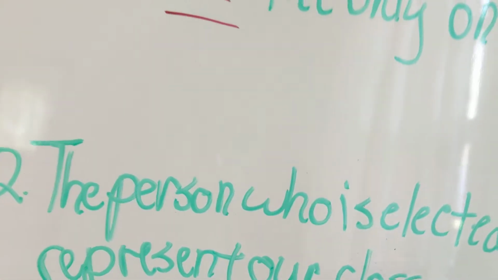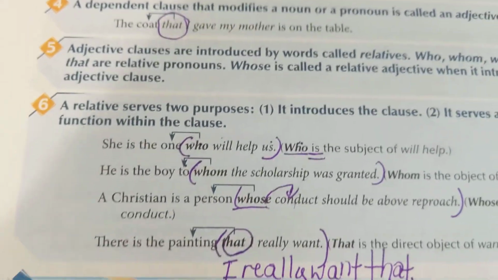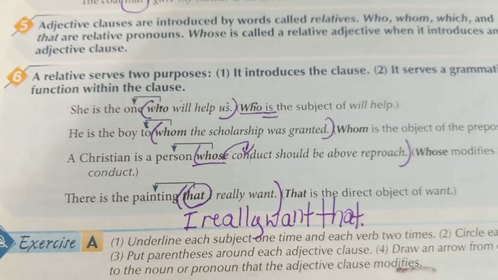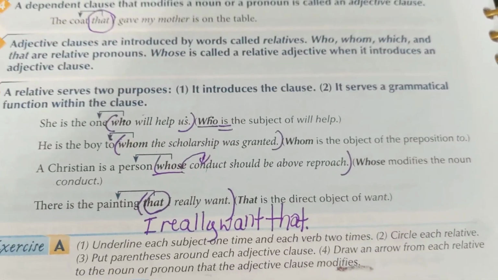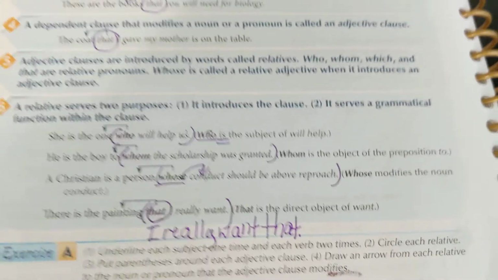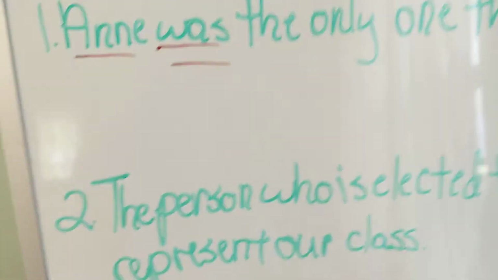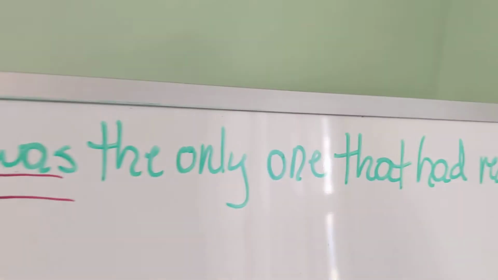Oh, I didn't go over the instructions with you. I'm sorry, guys. The instructions for this exercise are: you're going to underline each subject once and the verb twice. You're going to circle your relative pronoun. You're going to put parentheses around each adjective clause. You're going to draw an arrow to the noun it's describing. So we already did the first 2 steps. Anne was the only one that had red hair.